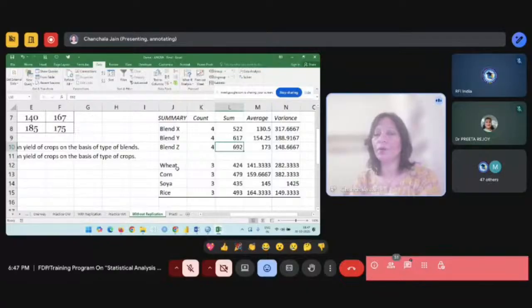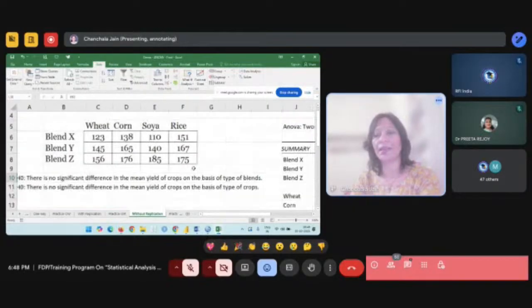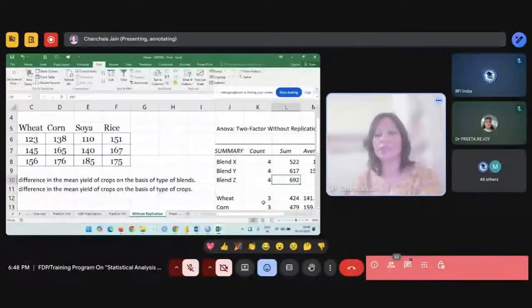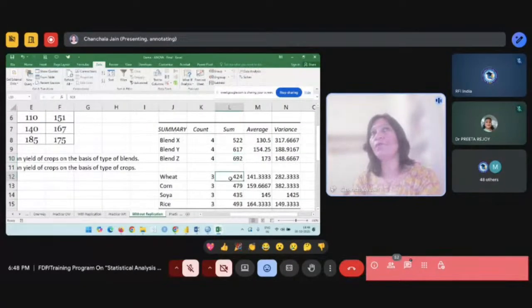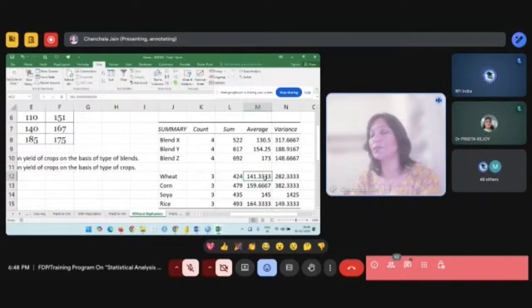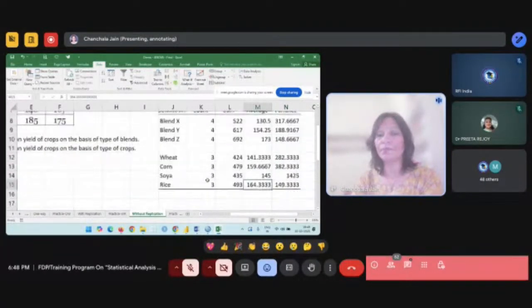So that way you can read the entire table. Coming to this, this is according to the type of crop. When I come to the type of crop, you can see per crop I'm having 3, 3, 3 observations, right? Then this is showing me the sum of yield. This is the average yield. This is the variance in the yield for wheat. Similarly for corn, soya, and rice, you can see. So this is the summary table we are getting.